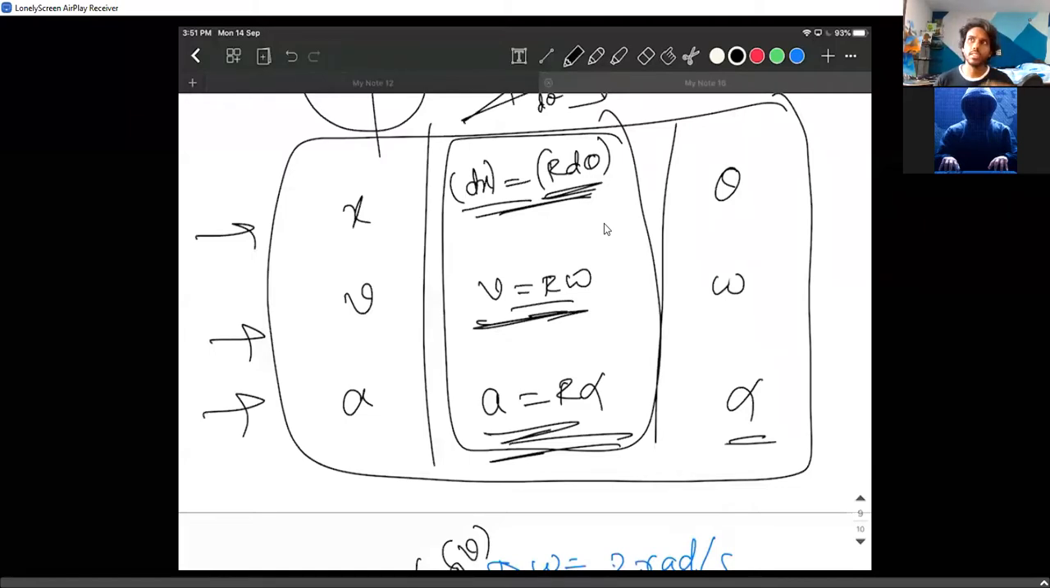Now, this is not where we started. We started with the idea that in every circular motion, the most important idea is that every particle should have an acceleration which is towards the center. That is the must thing. That is the most important thing. Clear? No.